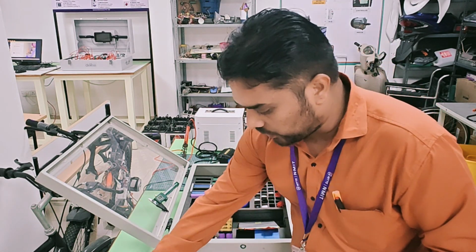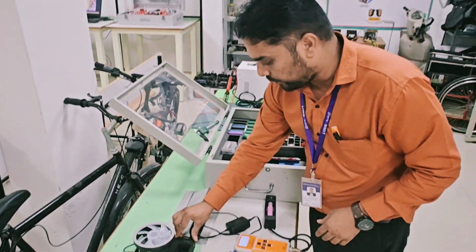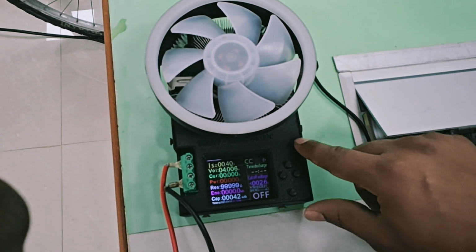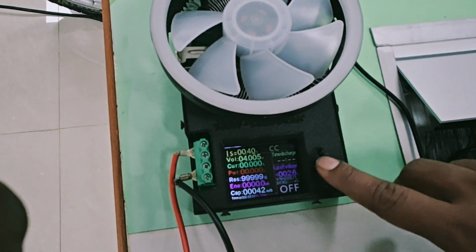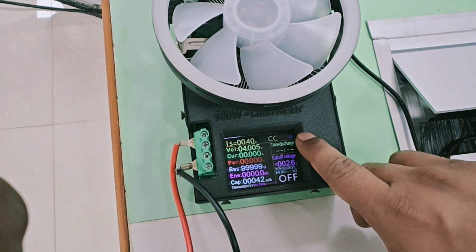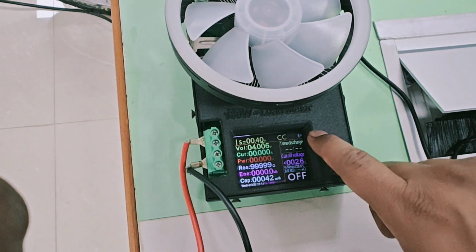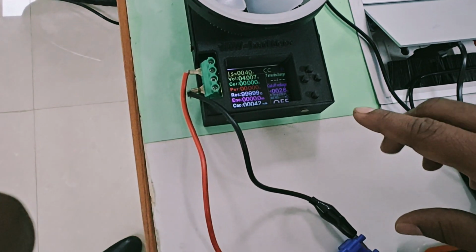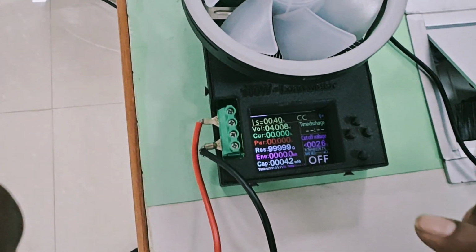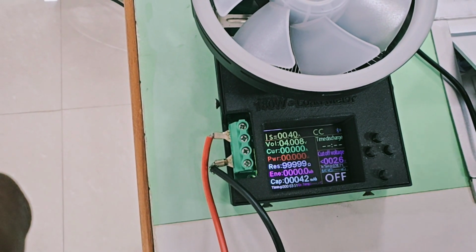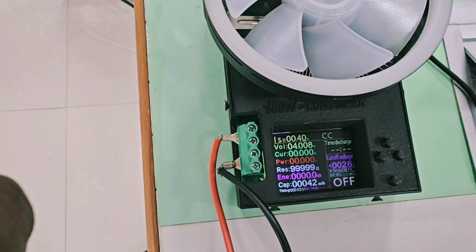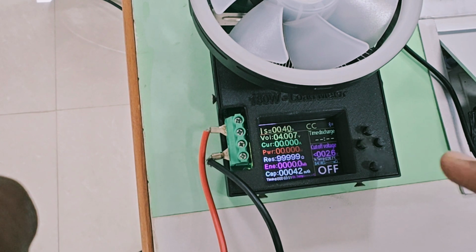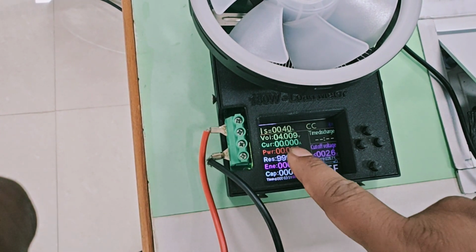Here we have one more equipment, the cell capacity tester. This equipment comes with 4 modes: CC mode, CV mode, CP mode, CR mode. Usually the discharge of these cells happens in these 4 modes. First one, CC, constant current mode, then constant voltage mode, constant power mode, and constant resistance mode. Now you can see this is in CC mode, constant current mode.